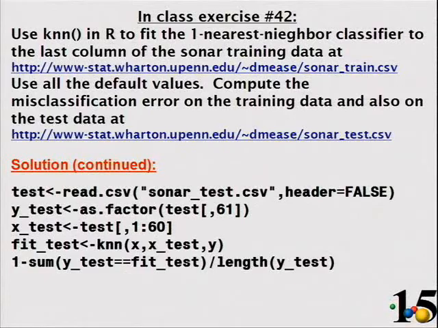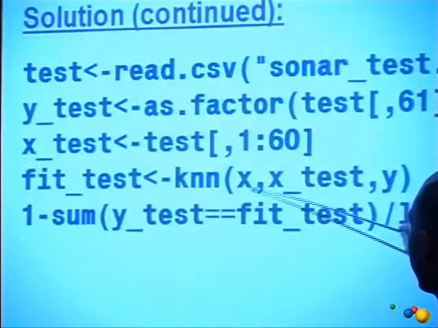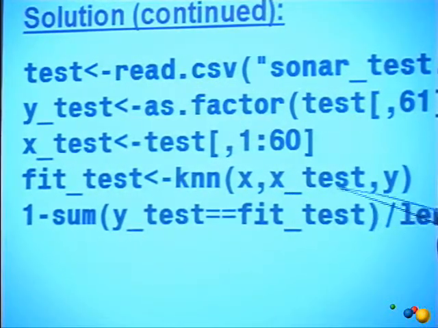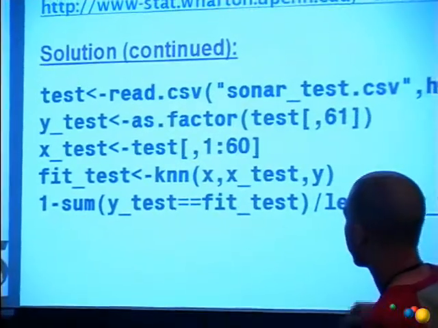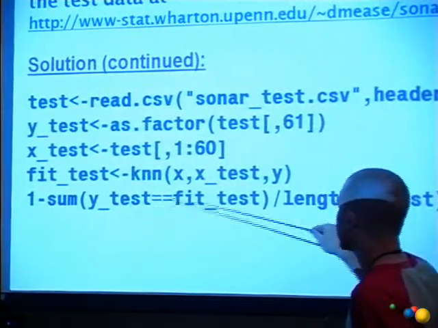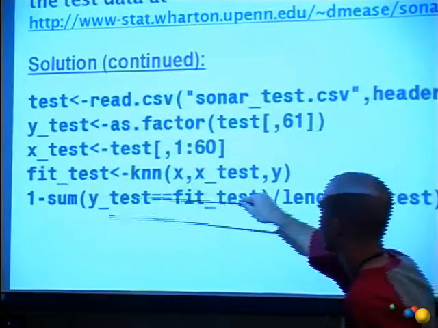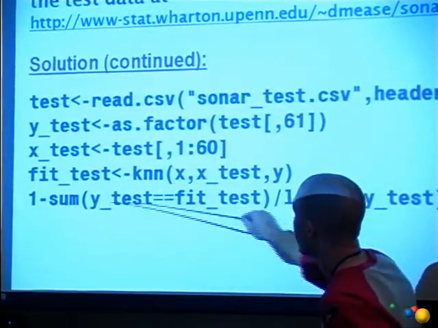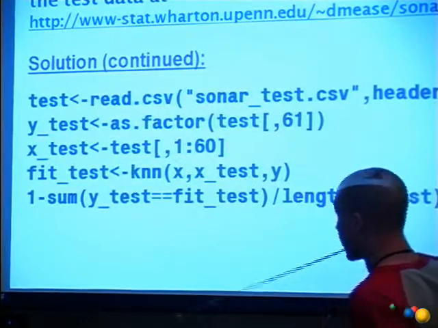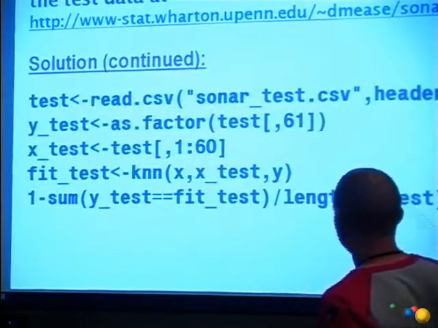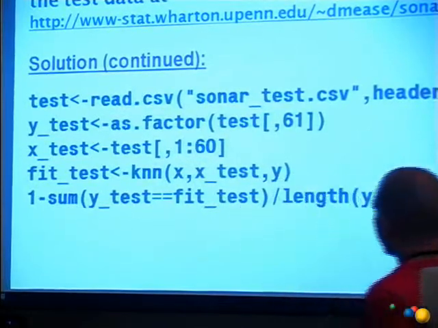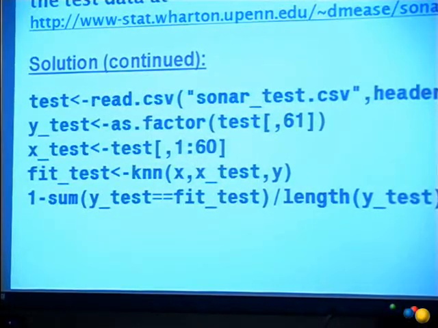Now I do KNN. X is the training data. X test is the data that I want the predictions for, and of course Y is still the training labels. And so now I'm going to look at where Y test equals the fit. What's the fit? The fit is this thing. Y test, of course, is the labels from the test data. And so where are these equal? Take the sum of that, divide by the total number of observations, 1 minus that. That, of course, is the error on the test data.